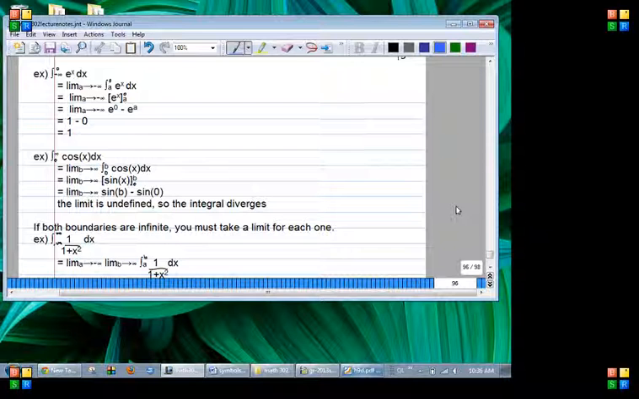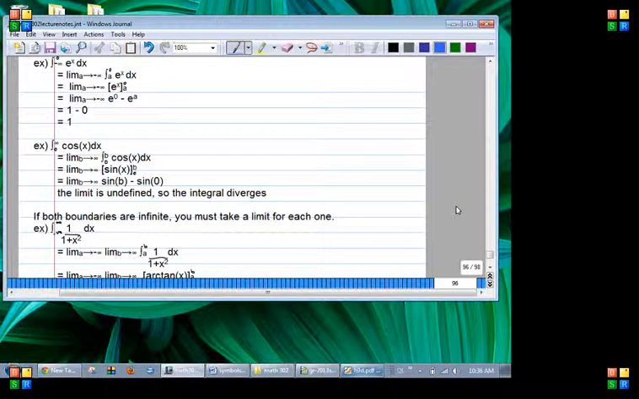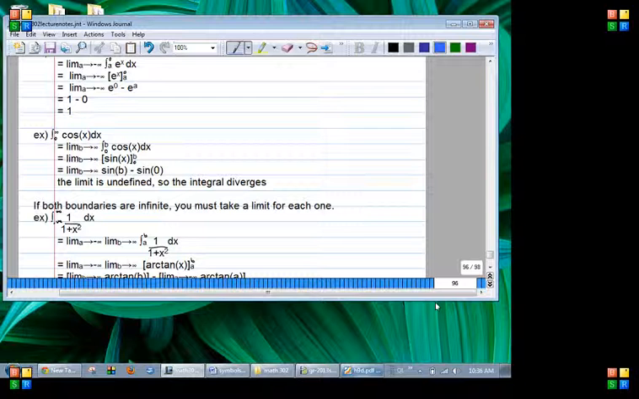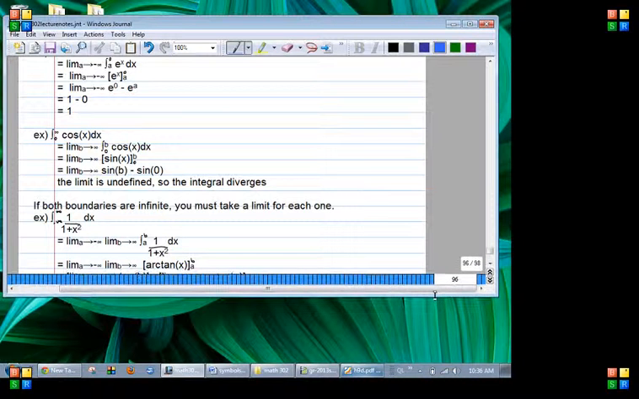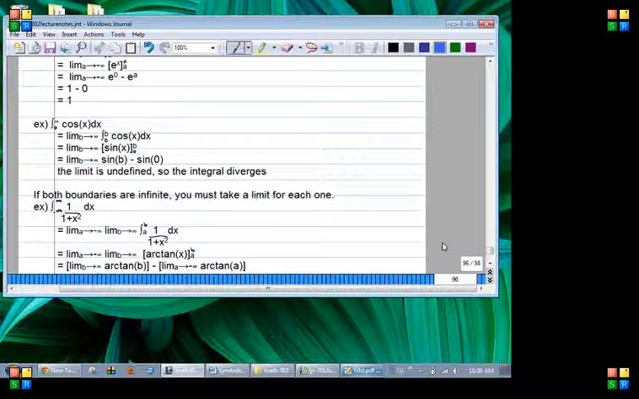Now that we've put the limits in, we can just take the integral. The integral of that naturally is arctan. And so now we have to evaluate it. What you wind up with is arctan of b minus arctan of a. And each one is its own limit. In the first case, you have the limit as b goes to infinity of arctan of b. And in the second case, you have the limit as a goes to negative infinity of arctan of a.